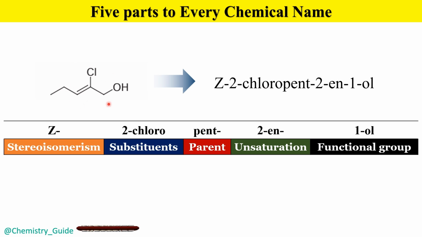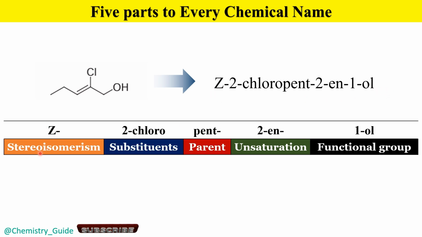So this is our earlier example. As I have told, the IUPAC name is Z-2-chloropent-2-en-1-ol. So here are the simplest tips and tricks to remember the IUPAC name of an organic compound. It has 5 parts, so divide this IUPAC name into 5 parts. The first part is Z, the second is 2-chloro, the third is pent, the fourth is 2-en, and the last one is ol. So I have divided this nomenclature into 5 parts.